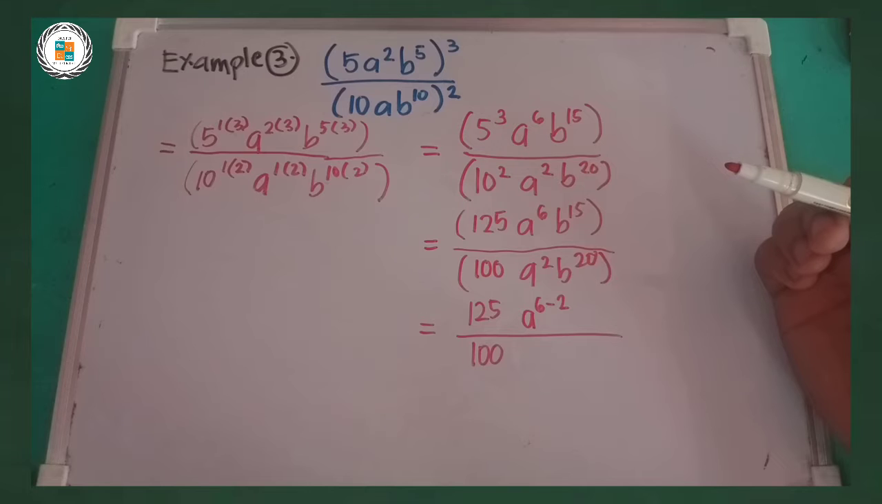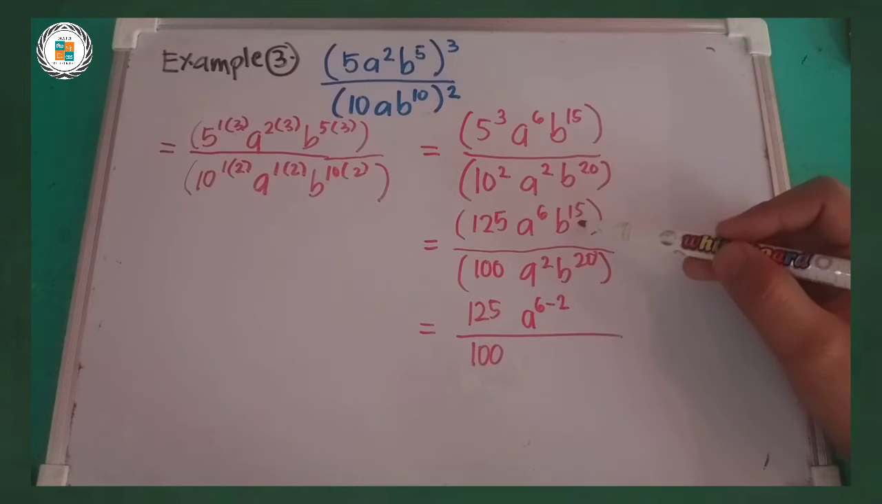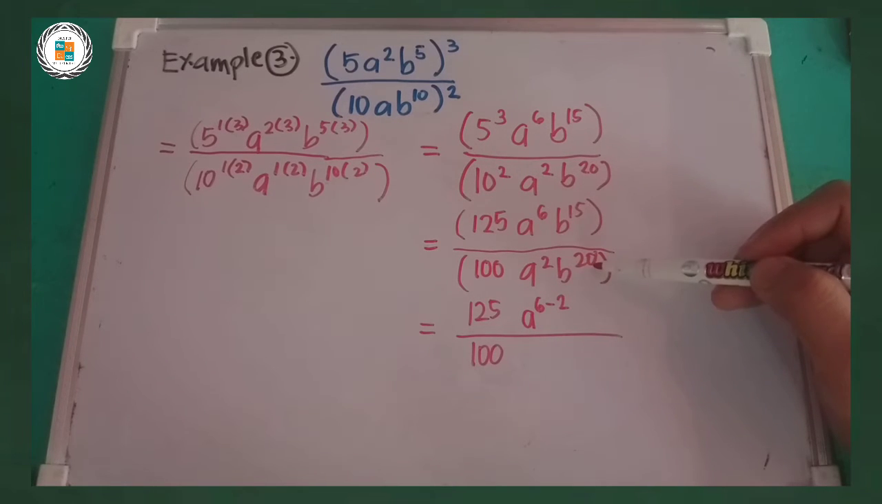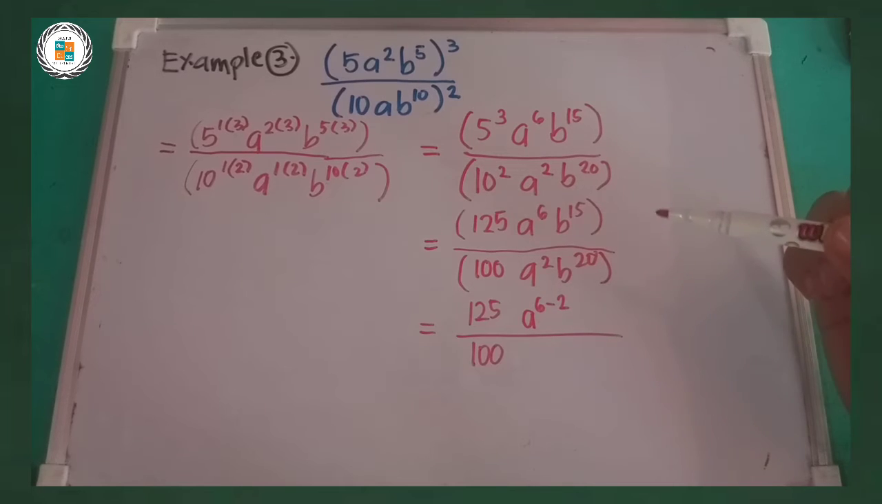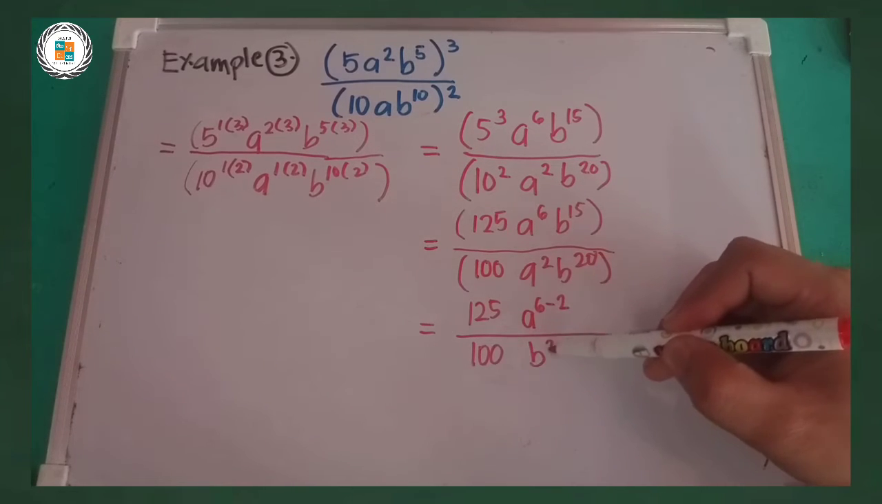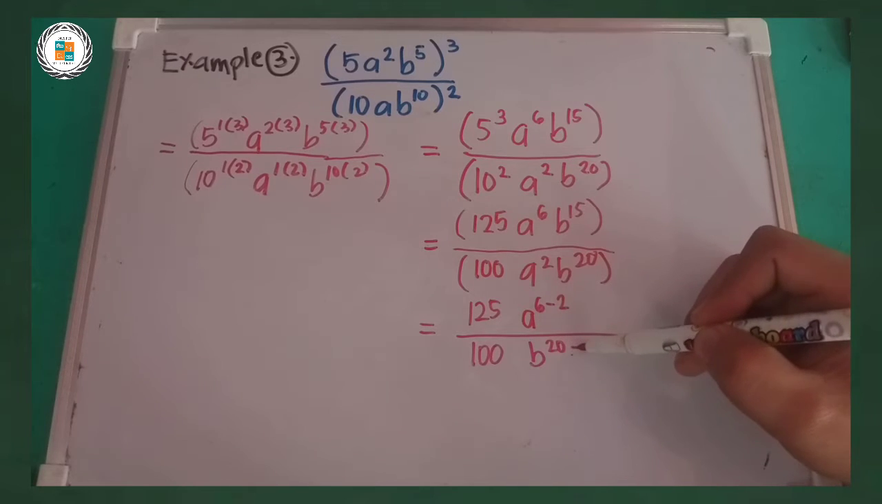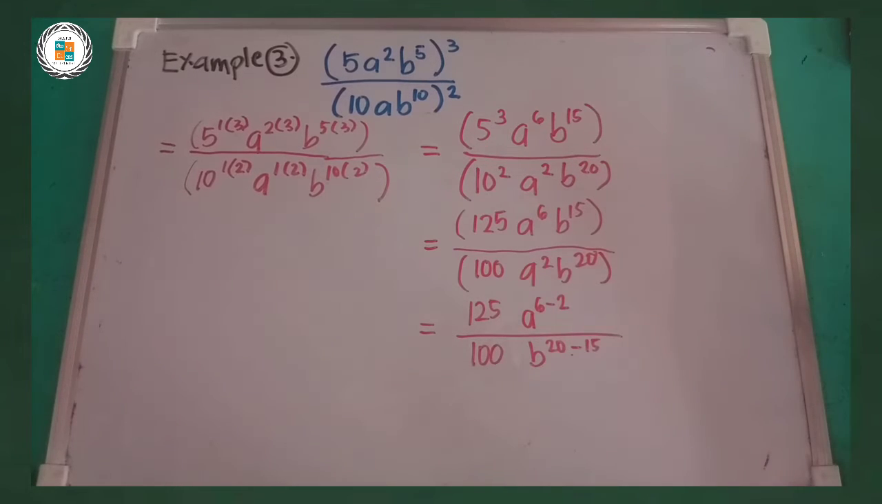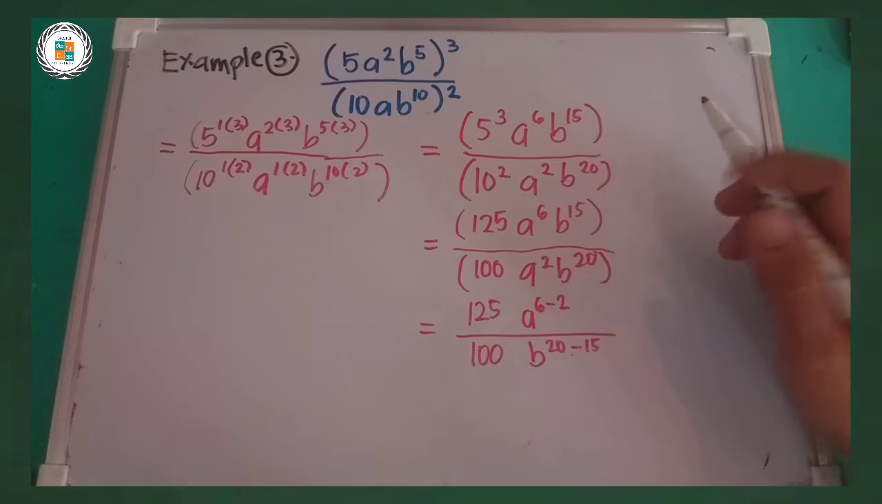Are you following? Okay. Now between b raised to the power of 15 and b raised to the power of 20, which one has the bigger exponent? Okay, of course this one, b raised to the power of 20. So since b raised to the power of 20 is in the denominator, there we subtract the exponent. So we have b raised to the power of 20 minus 15. Okay? I hope that's clear.